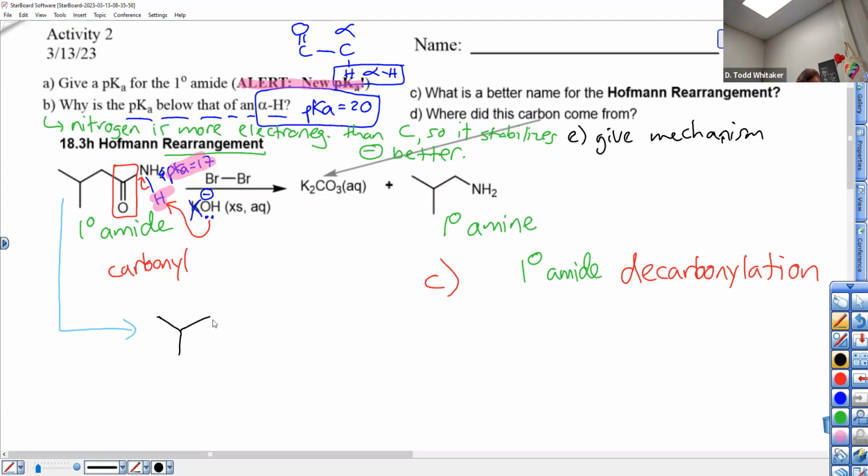So you have NH with a minus. Okay. Yes, equilibrium. Because the pKa's are very similar, right? You made water. What's the pKa of water?